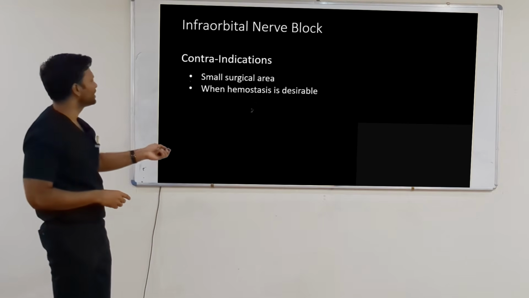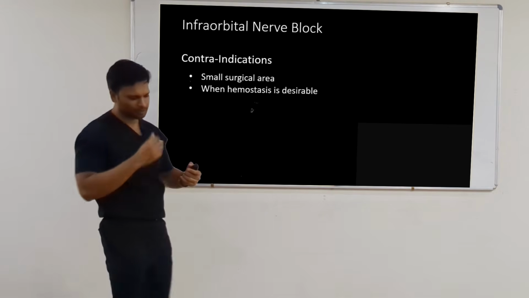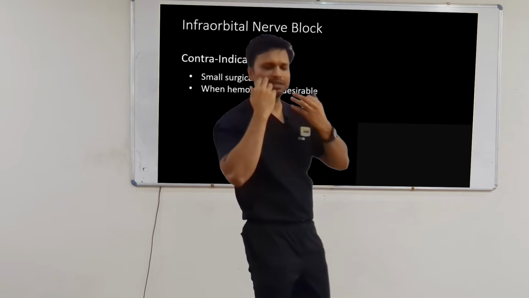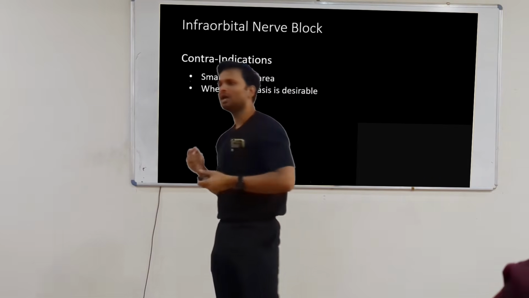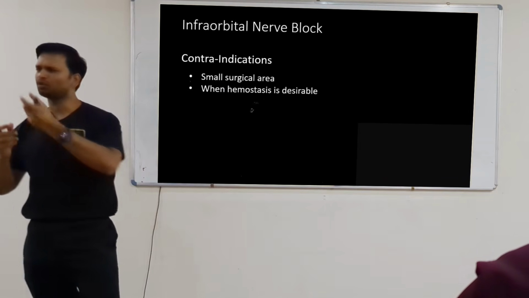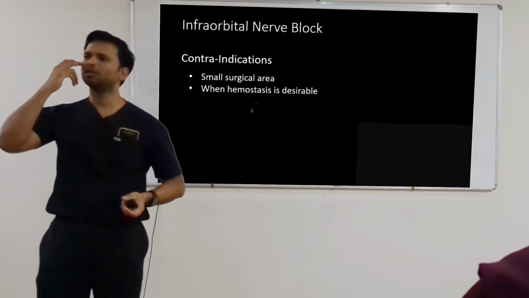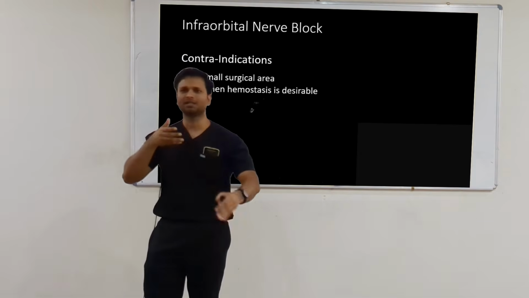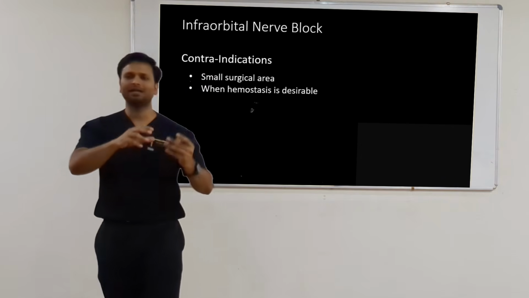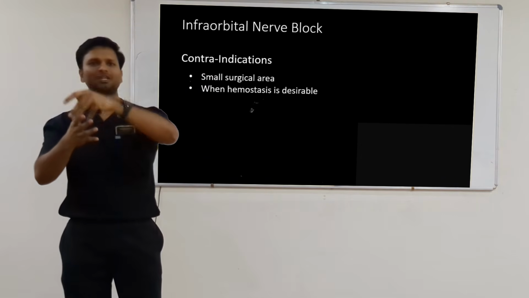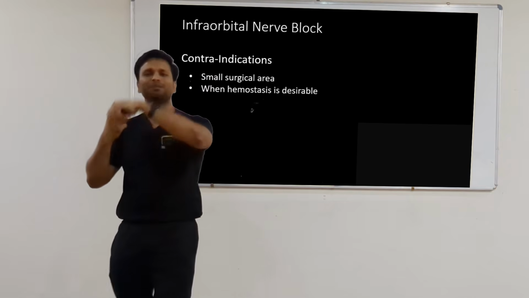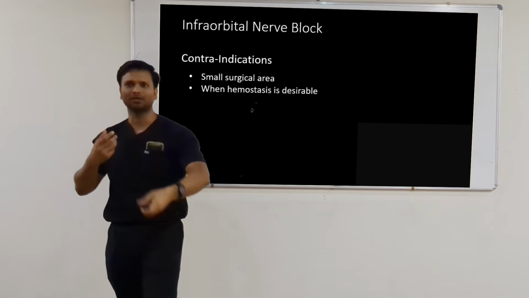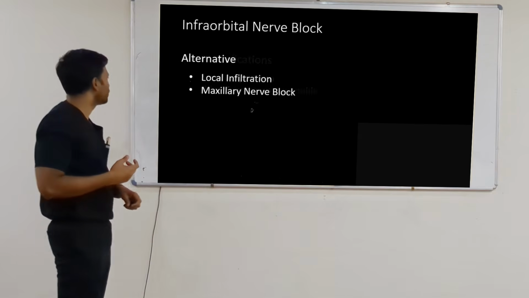So, smaller surgical area and when hemostasis is desirable. So you are operating in the labial or buccal soft tissue, and you want the bleeding to be controlled, and it is a small area. It is preferred that instead of giving an infraorbital block, you give the LA directly as local infiltration. So it is going to anesthetize the area, and as it has adrenaline mixed with it, there will be hemostasis also. So when you place an incision, there won't be much bleeding. Okay? So these are the contraindications.